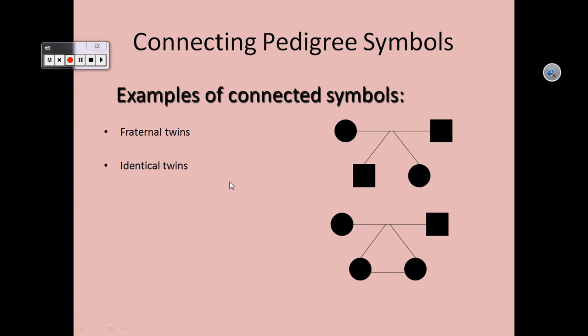Alright, now here are some other symbols that you might need to know in case you have twins in your family. If you have fraternal twins, it's represented by a marriage and then 45-degree angle lines coming out. If you have identical twins, it's the same setup, except there is a line connecting the 2 siblings. In your notes, there is a place for you to draw these symbols as well. And just a reminder, you can pause this video if you need more time drawing these symbols. If you need to, pause it, and then you can come back to it.